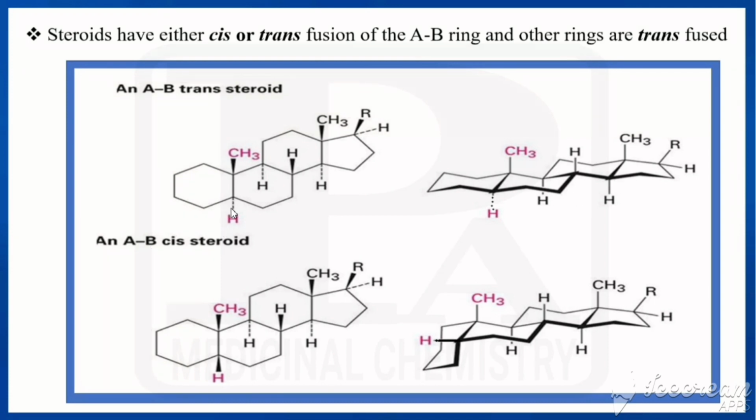Now here we have a dotted line, that is alpha configuration. If that would be beta, meaning here we have a thick line, then it can be cis, because this would be beta and this would be beta, so both are the same. That's why between A, B that would be cis. Between B, C that would be trans. Between C, D that would be trans. So all the steroids are either cis or trans fused between the A, B rings, whatever it is, and the other rings are trans fused.